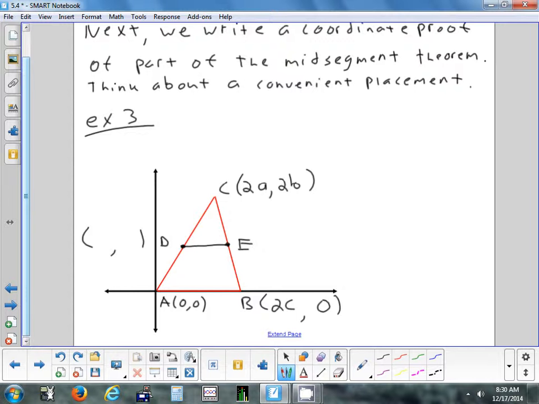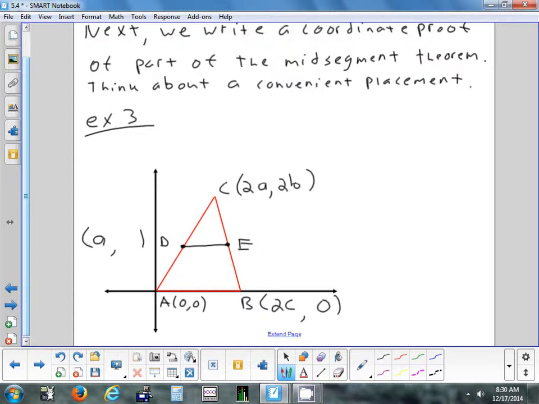Remember, how do you find a midpoint? If you have 2 points and you want to know the middle, what do you do? Average, yeah. You add them up and you divide by 2. So what would be my x value for point D? A. Okay? It's exactly at A. Why? Well, this x value is 0. This x value is 2A. What's halfway between 0 and 2A? 1A.